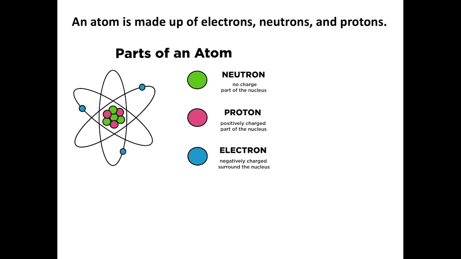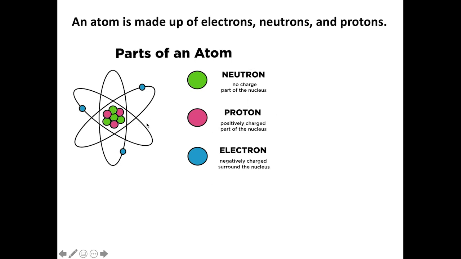So, as we discussed in the video, an atom is made up of 3 main components. Electrons, which we'll talk about, orbit the atom. Neutrons, which are in the nucleus of the atom, and protons, which are also in the nucleus of the atom. We're going to go over each of these different parts of the atom together.